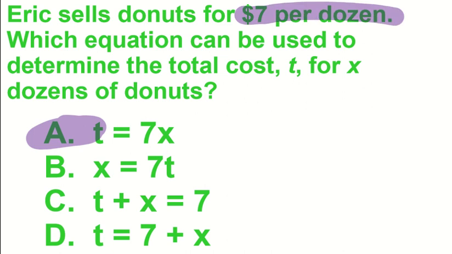There's $7 per dozen, right? What type of math does per mean we're working with? Multiplication. So right away, that means it's one of these two, because those are the two that have multiplication. If you see a total cost, it's the y value. It's going to be the total cost equals. Okay? Any questions on that?